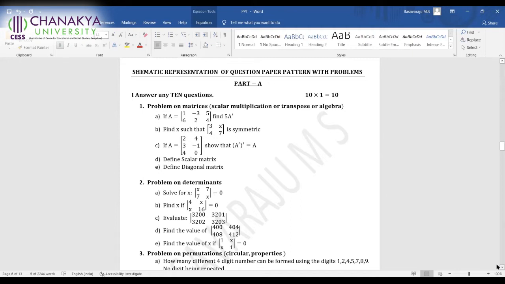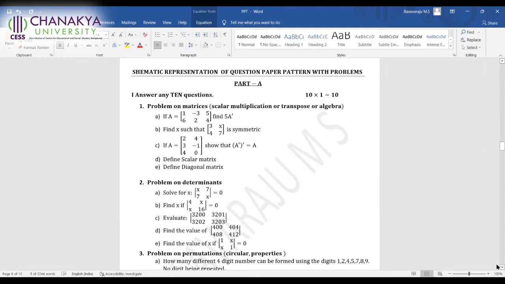So I've given one problem here. If A is equal to, I've given a 2 cross 3 matrix. They ask us to find 5 into A transpose. Hope you know the meaning of transpose and how to multiply a transpose with a scalar term, which is 5. So this type of problem you can expect in question number 1. They may ask for some definitions of matrices, or a few examples, or for calculating the scalar multiplication of a matrix. That is in question number 1.